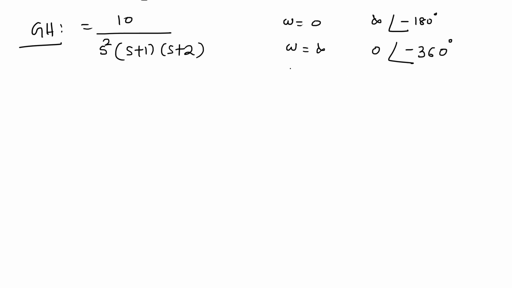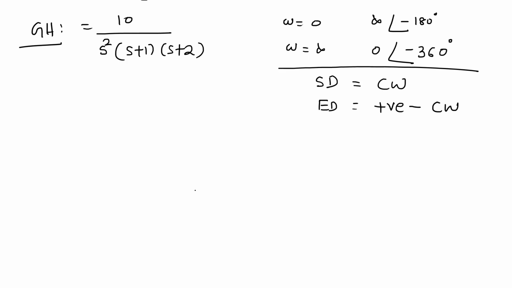Next, starting direction, sir, tell me. Only poles are there, no zeros are there, so the starting direction is clockwise, because the pole is near. Ending direction, the difference of these two is positive, so again it is clockwise.